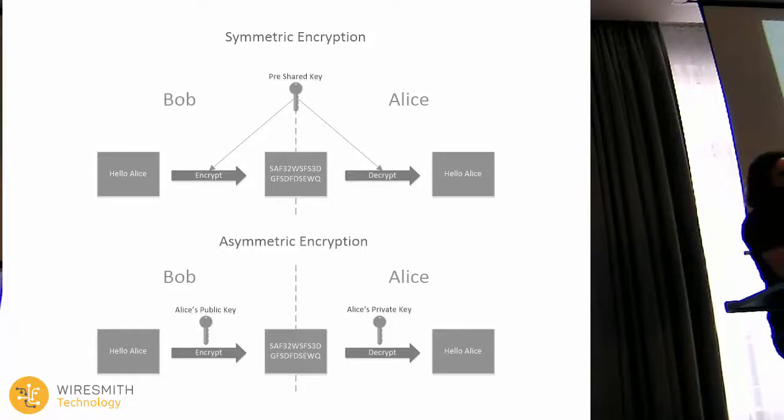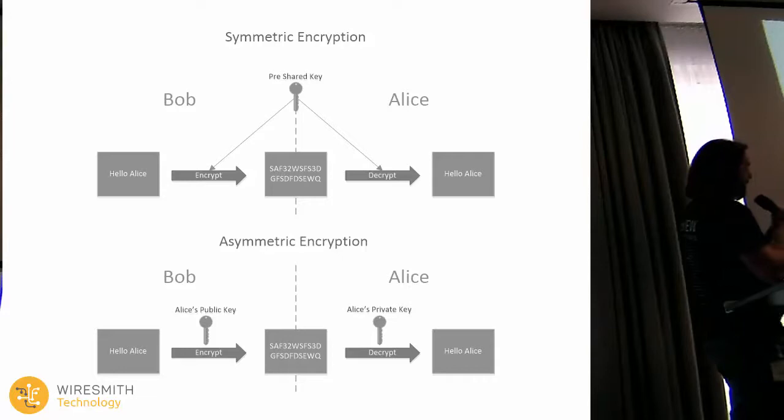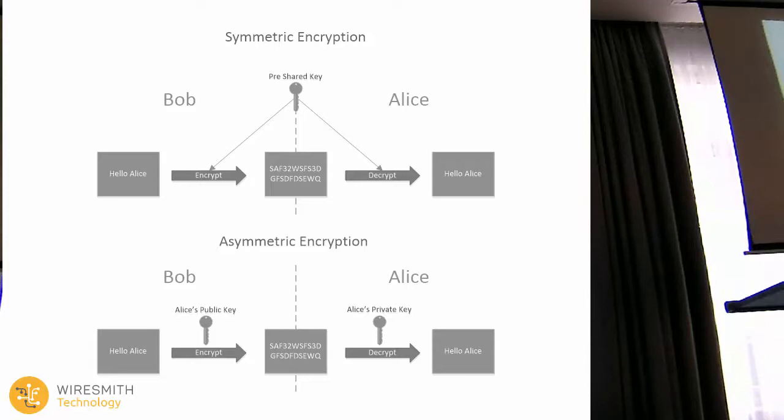What this does is it uses a pair of mathematically generated keys. Don't ask me how the math works. I have no idea. I have some commands I type in and it does it for me. But the idea is that Alice would have a private key and a public key. And they're mathematically linked, so she can provide Bob with her public key.